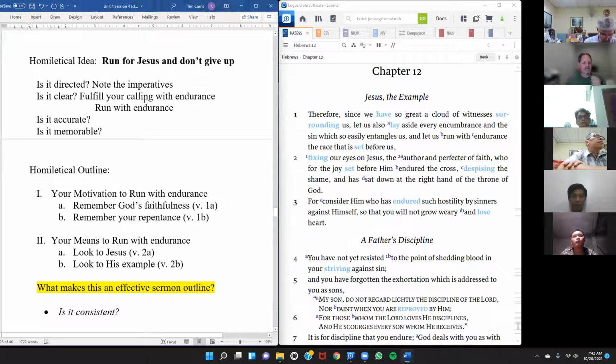Fulfill your calling. So maybe there's a better way to explain in the homiletical idea what it means to run for Jesus, because the text is talking about staying in the faith, right? Don't turn away from the faith. Don't give up in your Christian walk. I don't know, something like that. Anybody got an idea to make this better?